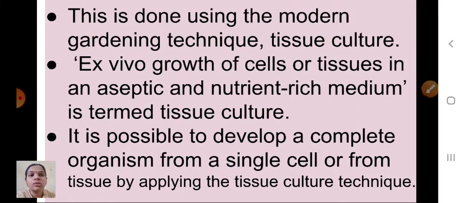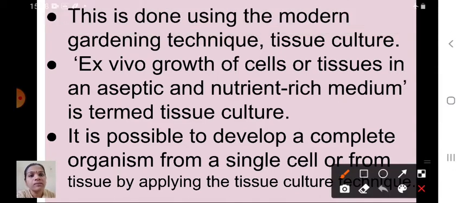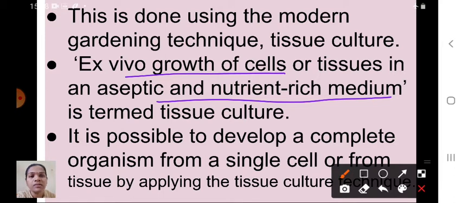This is done using the modern gardening technique. That is what? Tissue culture. So the ex vivo growth of cells or tissues in an aseptic and nutrient-rich medium is termed tissue culture. So a group of tissue is separated from the plant and it is grown in a nutrient-rich medium. That is called what?